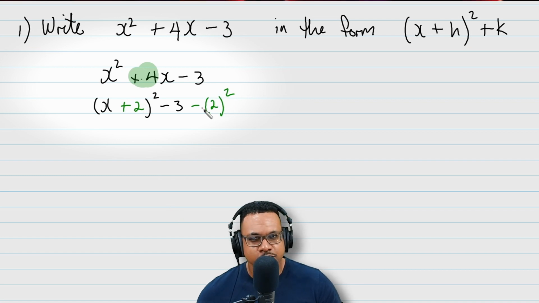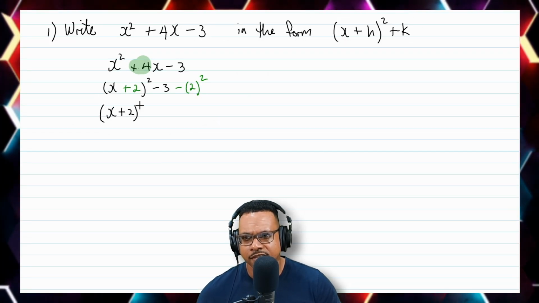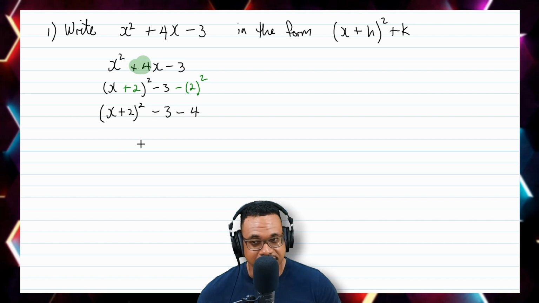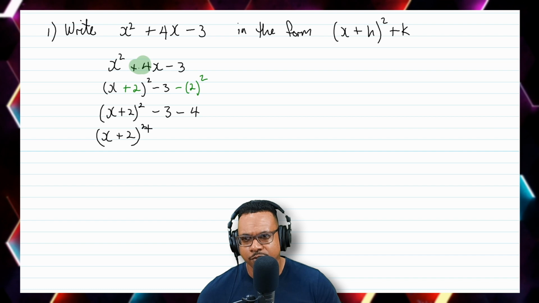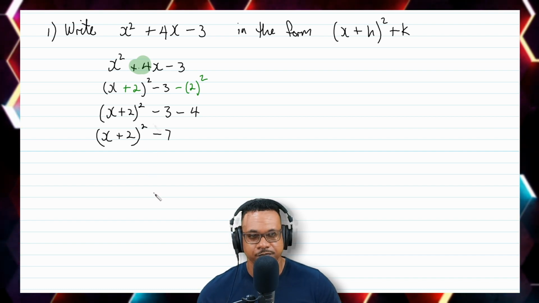So now all I have to do is work out this piece here. So 2 squared is 4. So I'll have (x plus 2) squared, take away 3, take away 2 squared, which is 4. And of course, negative 3 take away 4 is negative 7. So that will give me (x plus 2) squared take away 7. And now I have completed the square.